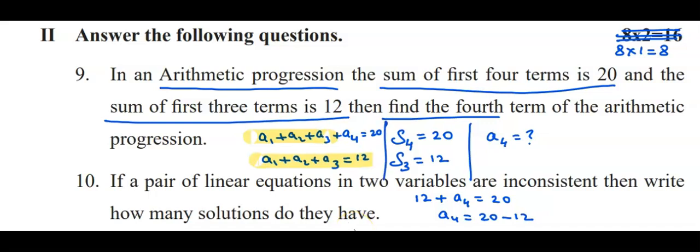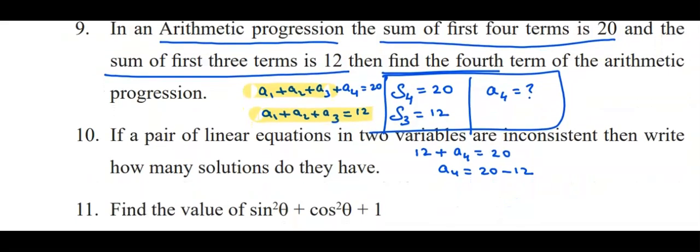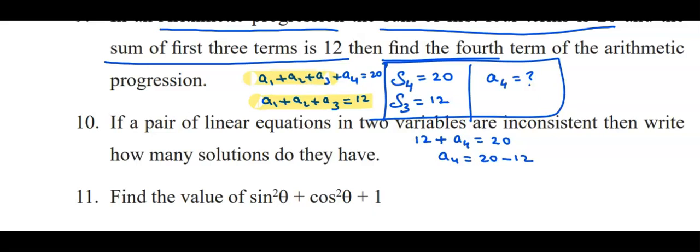Did you understand? This is the data. You need to remember this is my data. S4, after this you can write A1 plus A2 plus A3 plus A4 equals 20. Sum of 3 terms A1 plus A2 plus A3 is equals to 12. Now we know that A1 plus A2 plus A3 is how much? 12 plus A4 is equals to 20. We want fourth term, so A4 keep it as it is, 12 comes to the other side, it becomes minus 12. Then we can write A4, fourth term, equals 20 minus 12, that is 8.